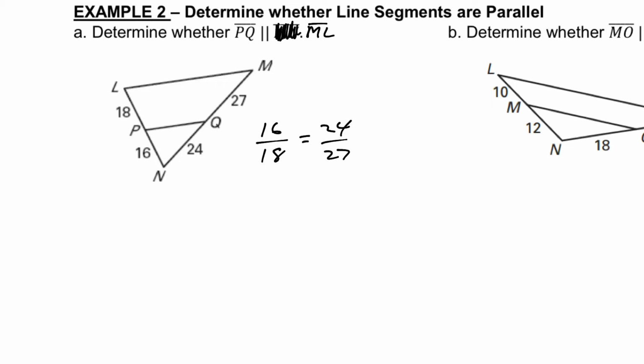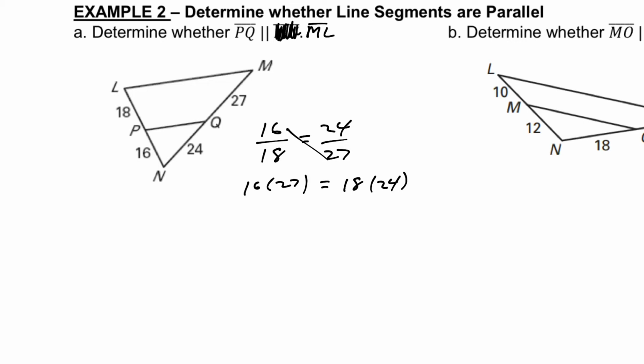But then there's another way to do this, and I haven't really showed you this. We know that the cross products should be equal if we have a true proportion. So let's test it that way. That's just a different way to go. So we can do this cross product: 16 times 27, and we want to see whether or not that's equal to 18 times 24.